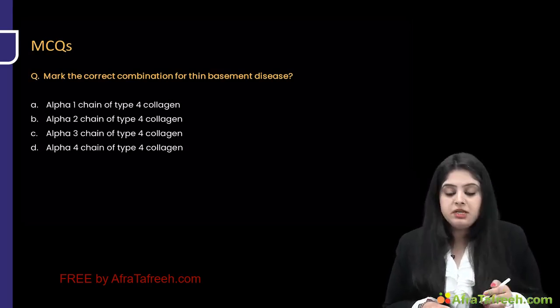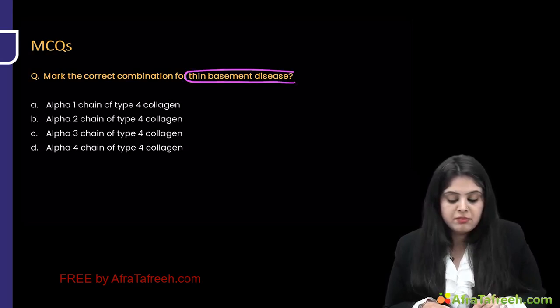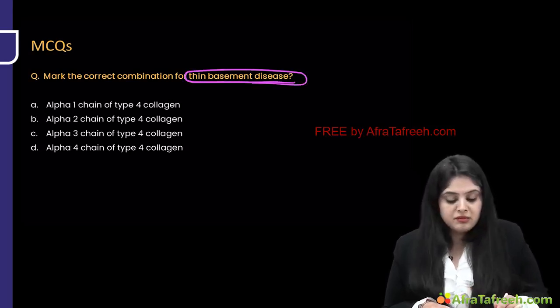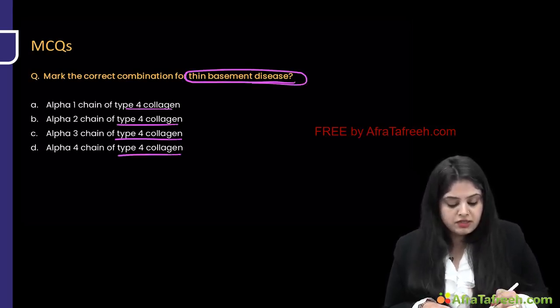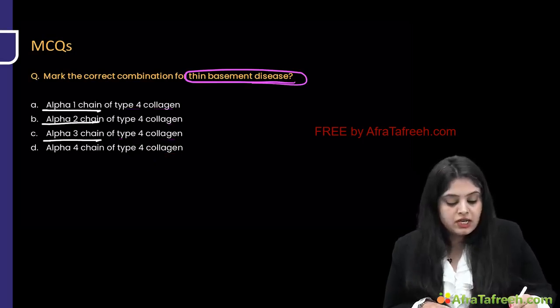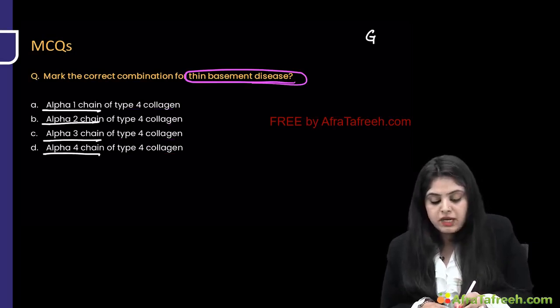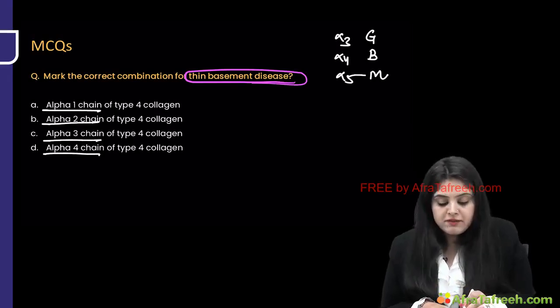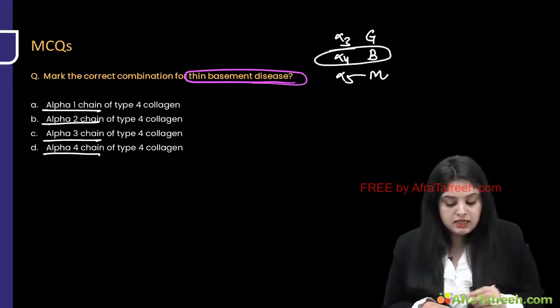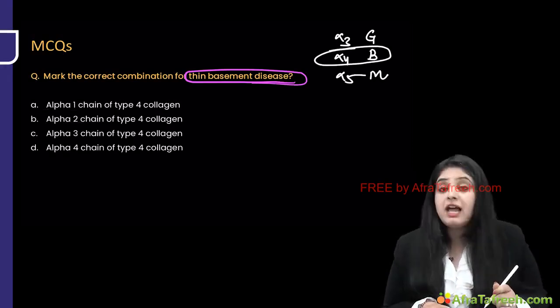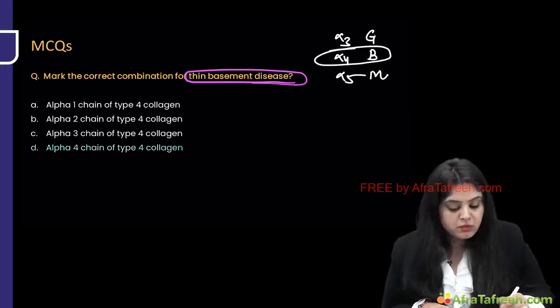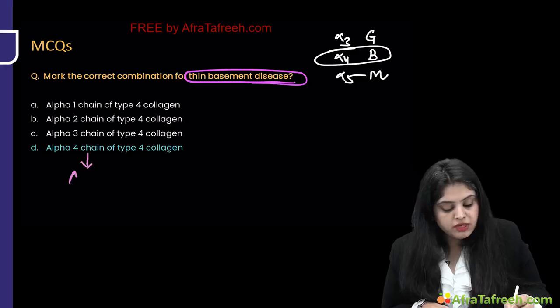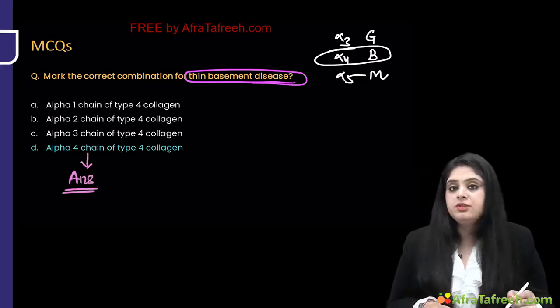Mark the correct combination for a thin basement membrane disease. I realize basement membrane type 4 collagen is written everywhere. Now you need to know which chain I want to select. So we used to write glomerular basement membrane and then write alpha 3, alpha 4, alpha 5. Where do you have basement membrane thinning? Where is that coming? So it is the alpha 4 chain. So what are you going to mark? Option number 4 is the answer out here.